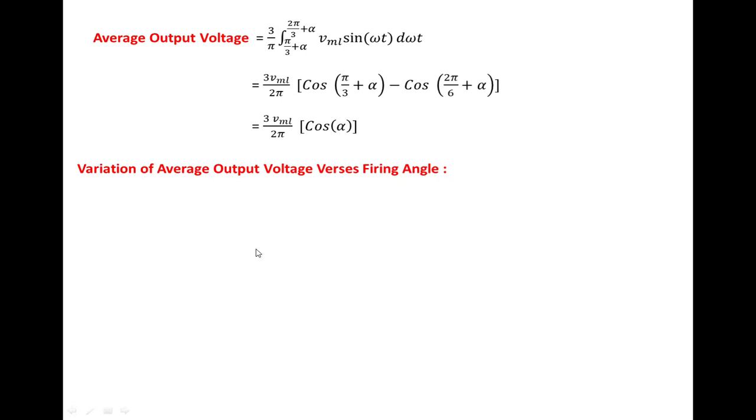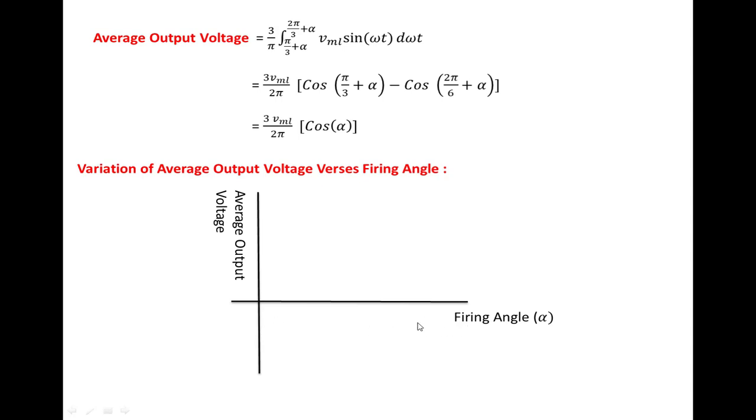Now we are going to find out the variation of average output voltage versus firing angle. Take the firing angle on the x-axis, average voltage on the y-axis. You can change the firing angle from 0 to 180 degrees. Now we are taking three values for the firing angle. One is 0 degree, 90 degree and 180 degree. In this expression, if we take the firing angle alpha equal to 0 degree, we are getting 3 VML by 2 pi. That point we are getting here.